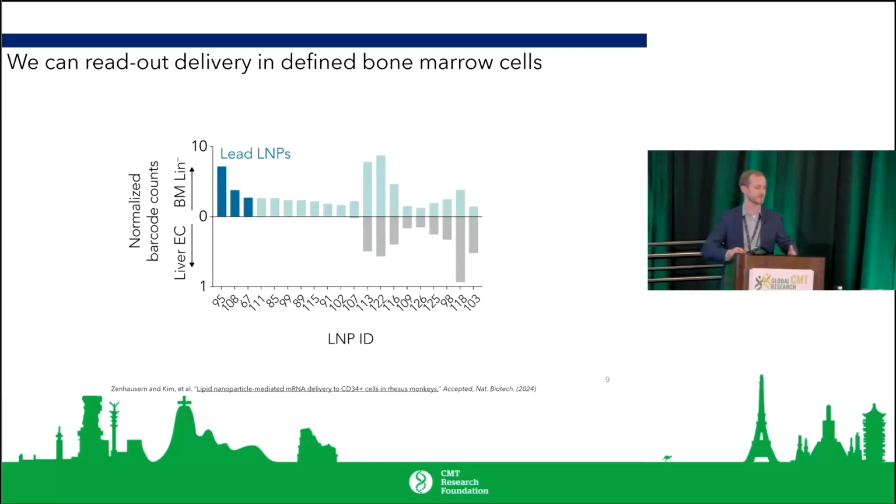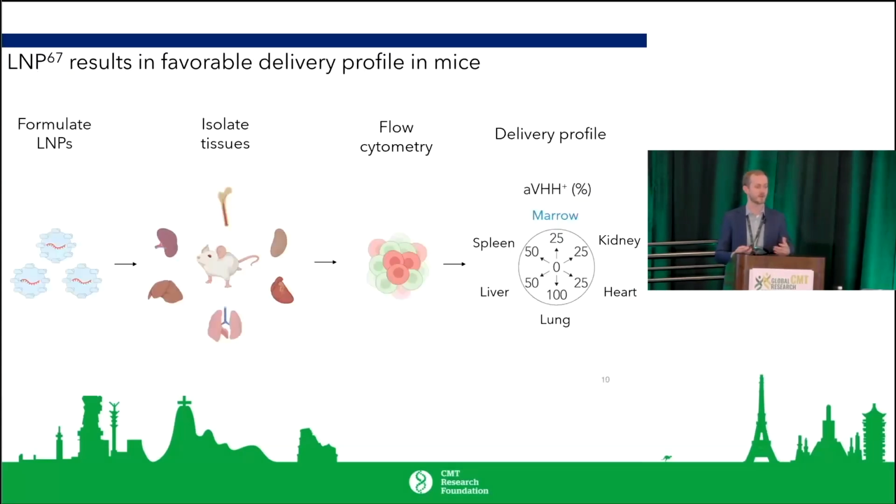Using that information, we're able to identify 3 lead candidates from this screen, which we then wanted to individually confirm. So we individually formulate those LNPs and then inject them in vivo. We can then isolate tissues from around the mouse to identify the distribution of these LNPs across a variety of cell types throughout the mouse. And we do this using flow cytometry.